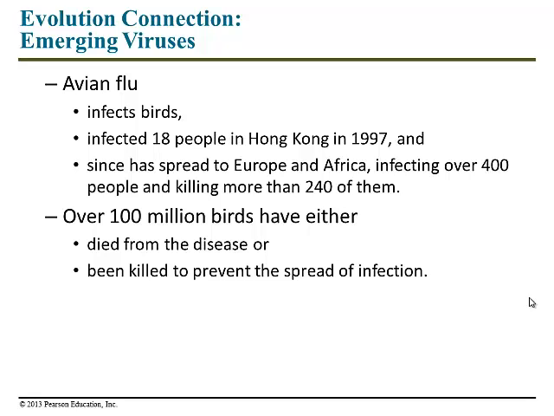So when it jumps to people, then we cough all over everybody else and spread it to the rest of the people. 18 people. That's all it took in Hong Kong in 1997, and then it spread to Europe, Africa, infected over 400 people and killed more than 240 of them. That's a big percentage. See that number? That's a virulent virus. It tends to make you more sick than others. Do you see what I mean?